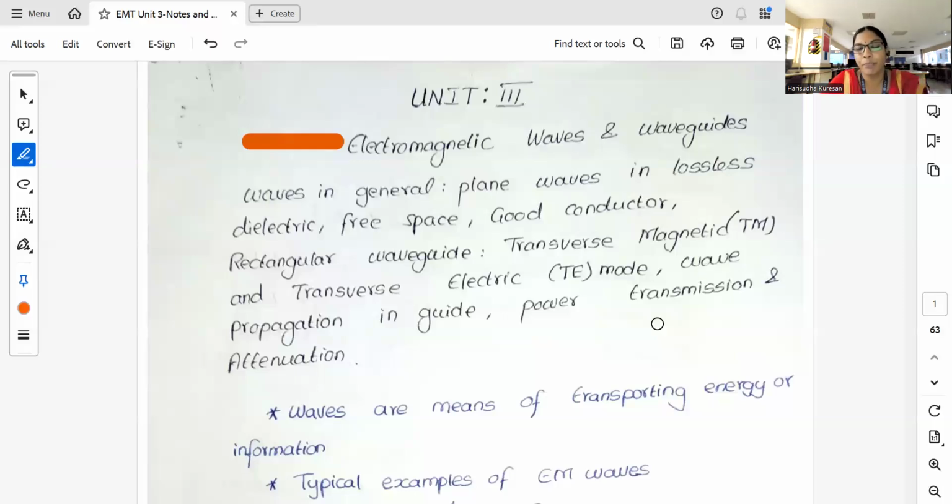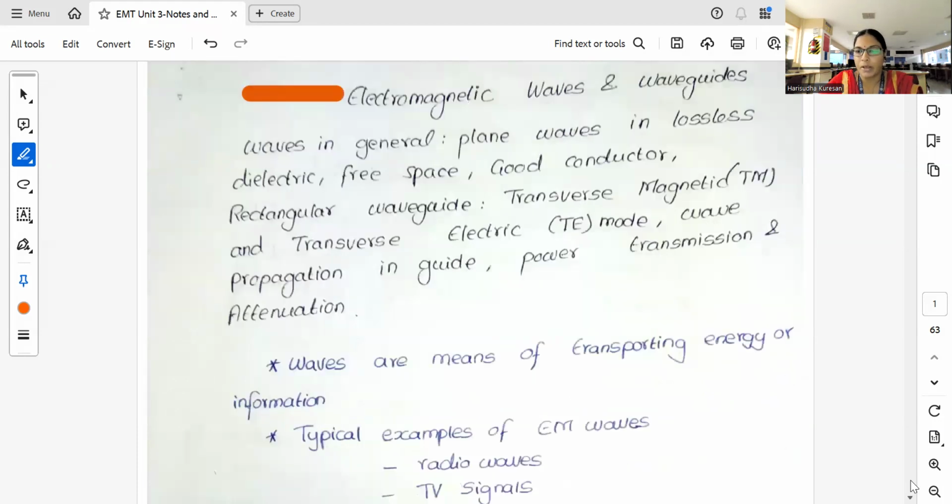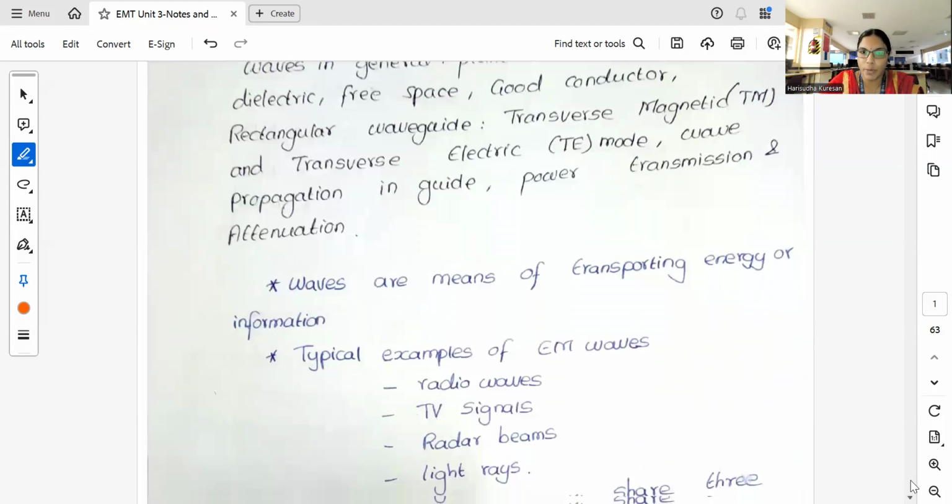Good morning, students. So today's class will see about the electromagnetic waves and waveguides. In this session, we'll just see about the waves in general, and we'll see about the plane waves in lossless dielectric, free space, and good conductor. So first, we need to know what we mean by waves.